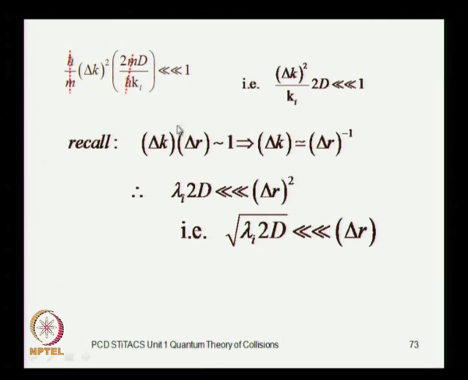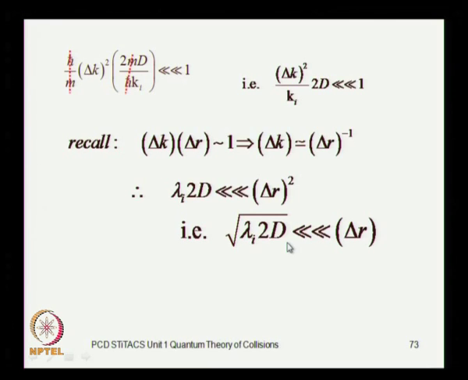1 over delta r square I take to the right. So it becomes the square of delta r, and here I have got 1 over k, which is of the order of the wavelength. K is essentially 1 over lambda. So from this delta k square on the left, you get delta r square on the right, and from this 1 over k you get a lambda. So this condition is that lambda into twice d should be less than the square of delta r, or the corresponding square roots should have the same inequality.